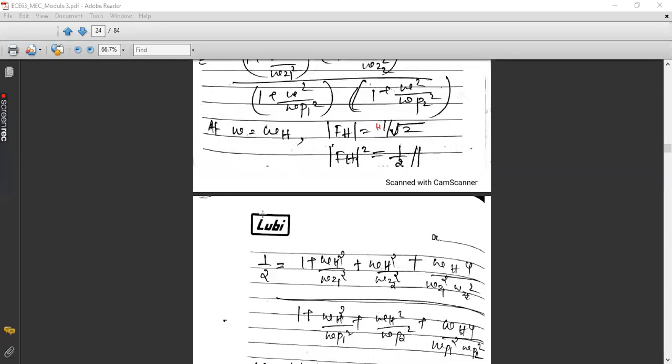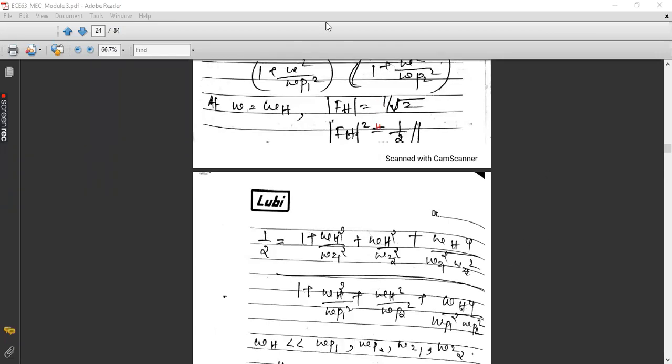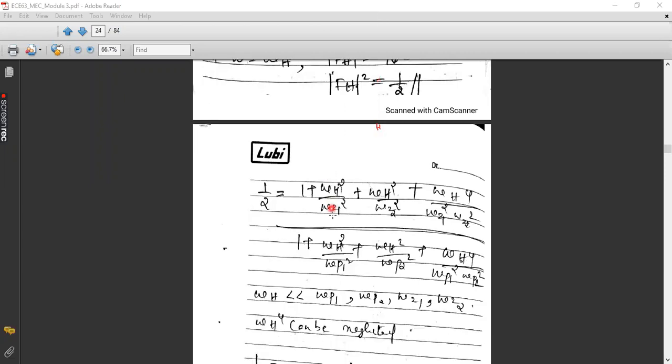Why? Because we know that whenever my frequency is equal to the 3 dB cutoff frequency, the gain will be reduced to 1 by root 2. I mean, the magnitude of FH of s will become 1 by root 2, and the squared value of FH of s is becoming 1 by 2. That is why in the left hand side, I have replaced it with 1 by 2. So I hope you have got this equation after expanding the numerator and denominator. Any doubts in this equation?